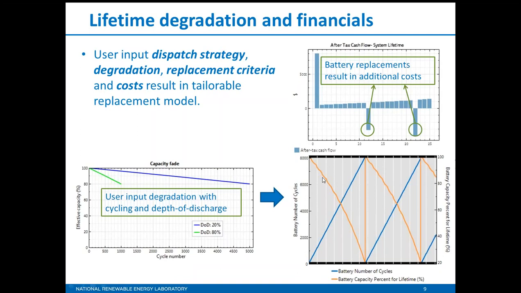And then finally, in the bottom right here, this is illustrating how the model applies that degradation curve. And so the blue line shows the number of cycles increasing, while the orange line decreases, where the orange line is the battery capacity, basically the maximum capacity of the battery. You see as the blue line reaches the top, then the battery gets replaced, and so basically a new battery gets installed. And so this just illustrates how the model applies that degradation curve as you cycle the battery.